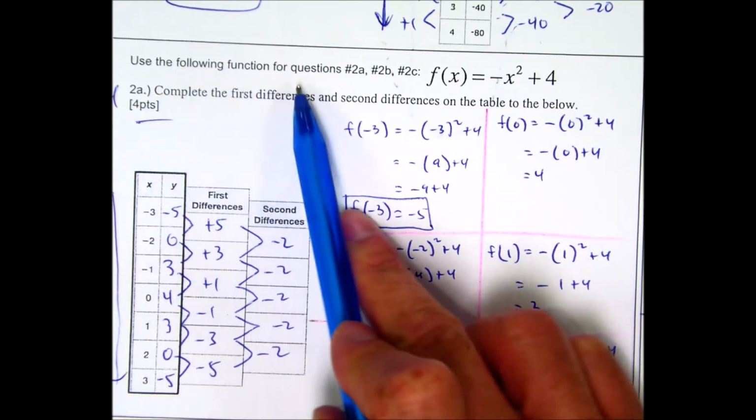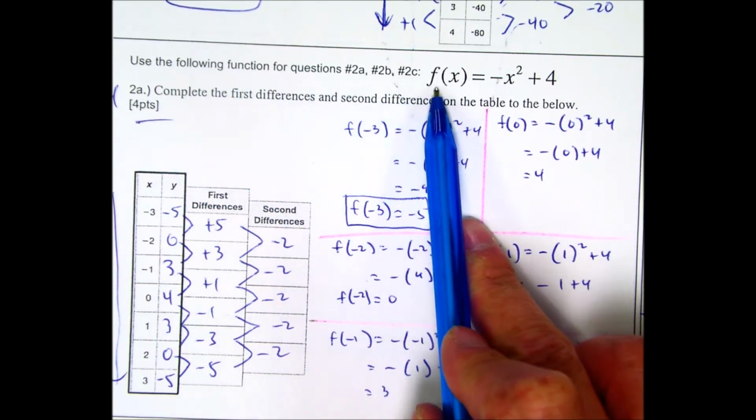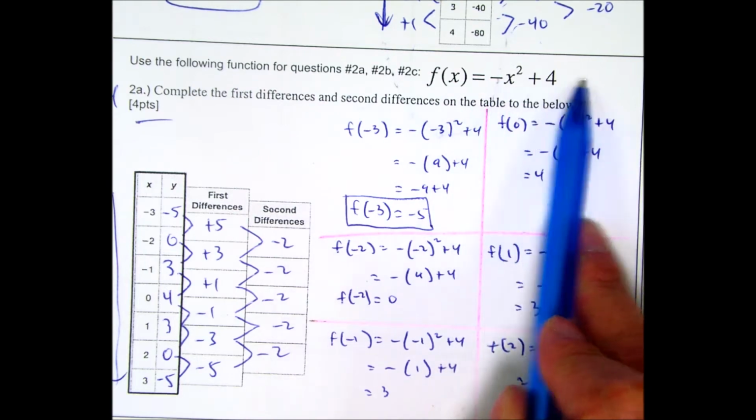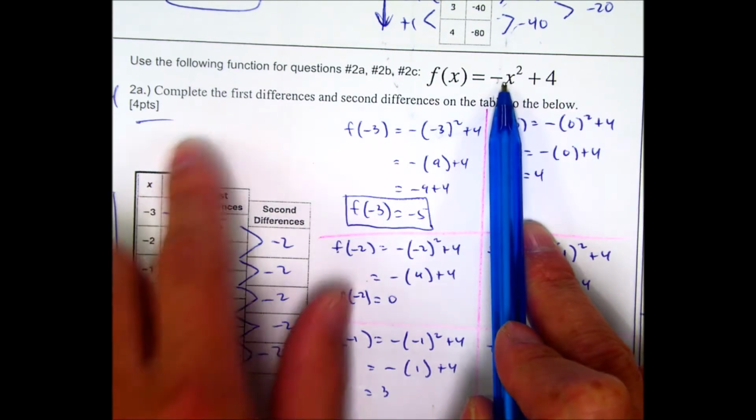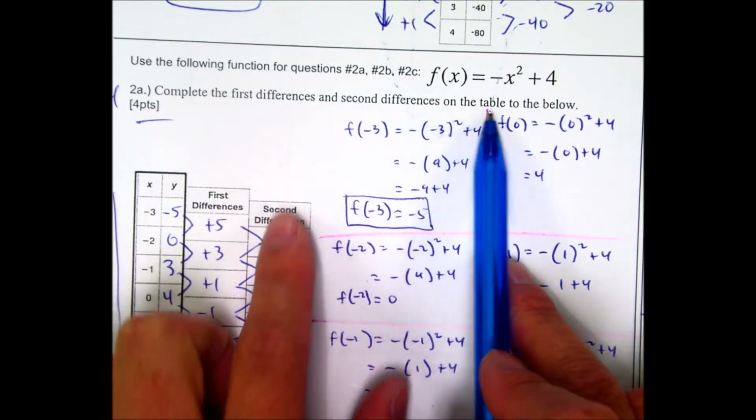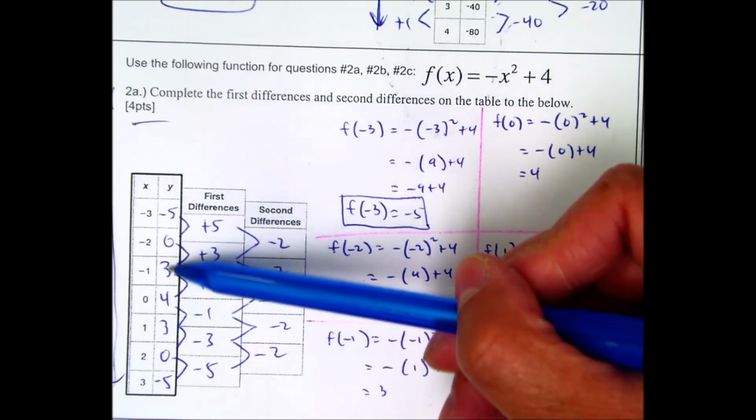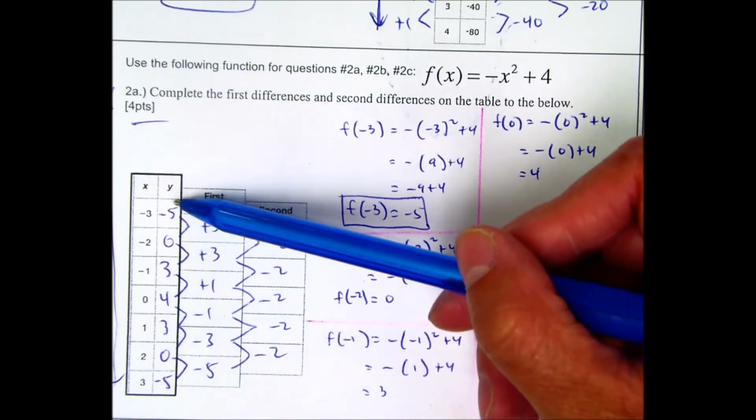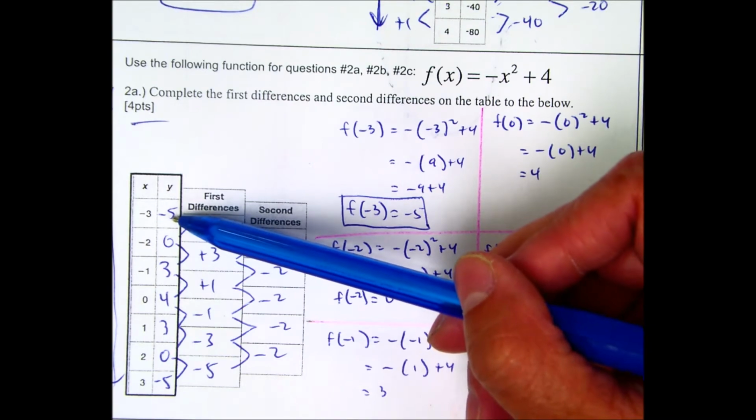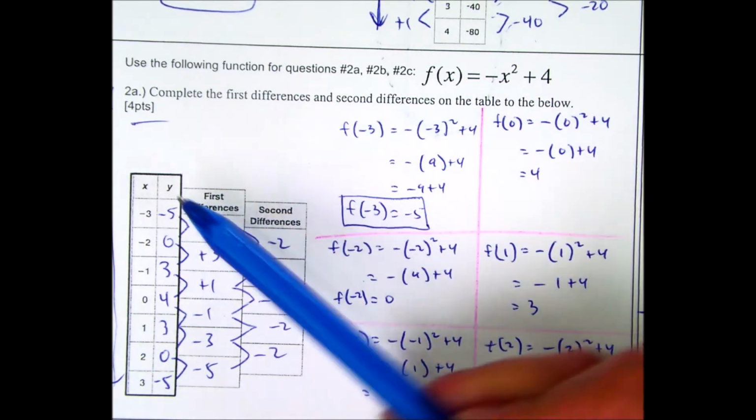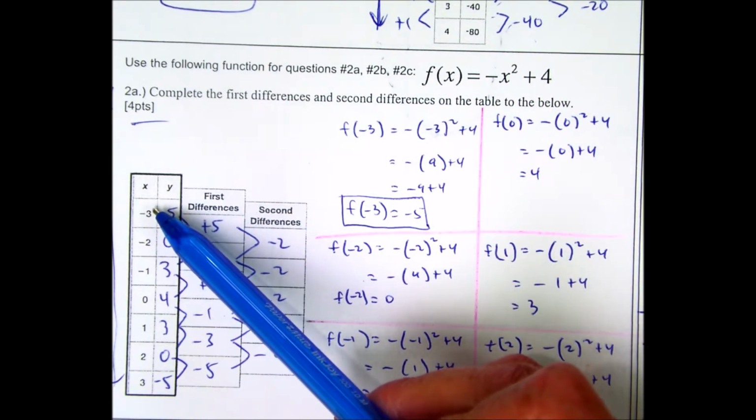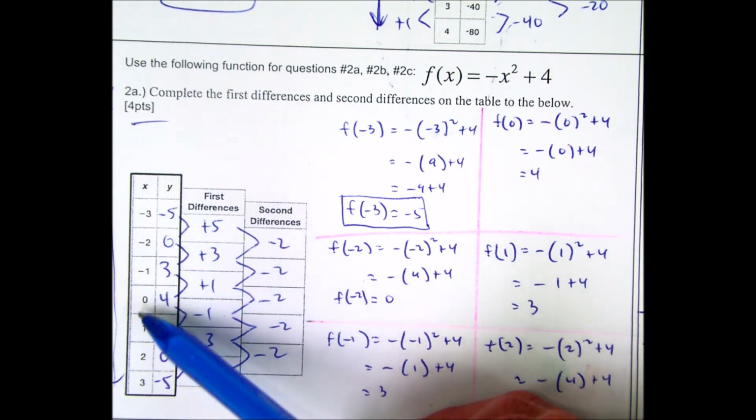Use the following function for questions 2a, b, and c. f of x equals -x squared plus 4. Complete the first and second differences on the table below. I didn't give you the y values. A lot of students got 13 right there. Think of this as 7 mini problems: 1, 2, 3, 4, 5, 6, 7.